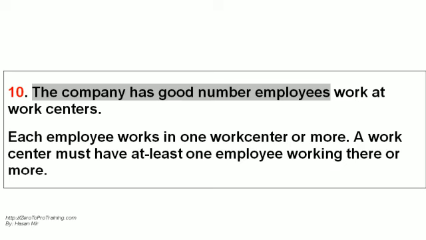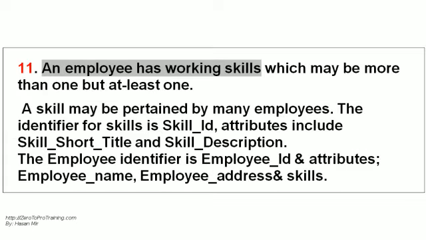Next, 10. The company has a good number of employees who work at work centers. Each employee works in one or more work centers. A work center must have at least one employee working there, or more. 11. An employee has working skills, which may be more than one but at least one. A skill may pertain to many employees. The identifier for skills is skill_id. Attributes include skill_short_title and skill_description. The employee identifier is employee_id and attributes are employee_name, employee_address and skills.